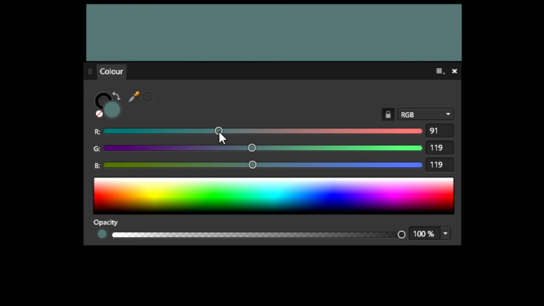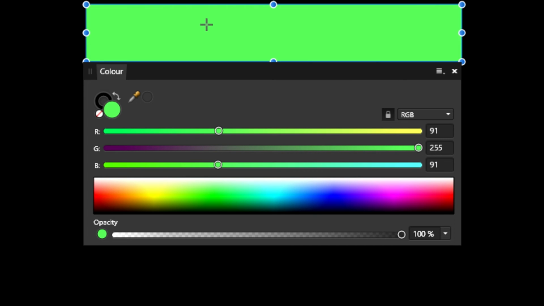Let's put these down to around the 90s, and then let's bring the green up, okay, and we get that lighter green colour. So if I turn the others off, you can see it comes back to a pure green. If we bring these up, we get that lighter green, and that will work for any of our 3 colours.